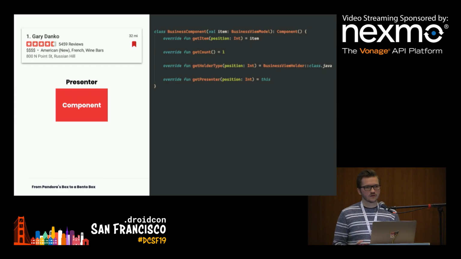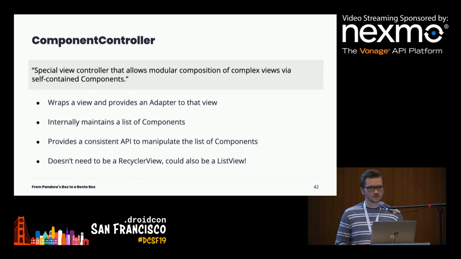So now we kind of know what a component is, but how does it actually end up on screen? That magic happens in our component controllers. A component controller is a special view controller that allows modular composition of complex views via self-contained components. Wow, that's a mouthful. Essentially what it does, though, is it wraps a view.